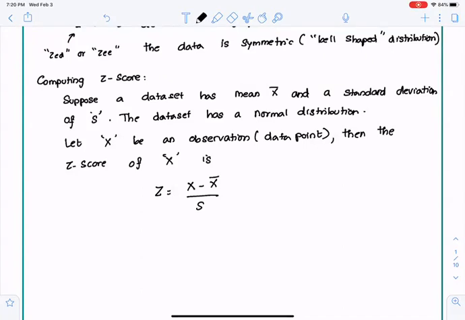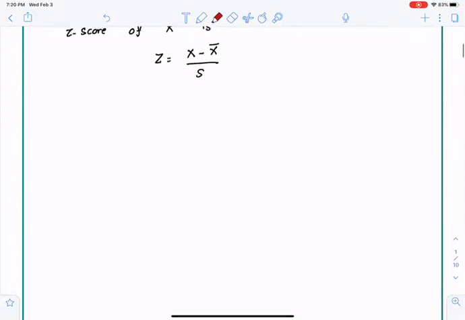So x bar is the mean, s is the standard deviation, and x is the observation. So a z-score simply gives you the distance between the mean and the observation, standardized by the standard deviation. I will use a bell curve to demonstrate this.